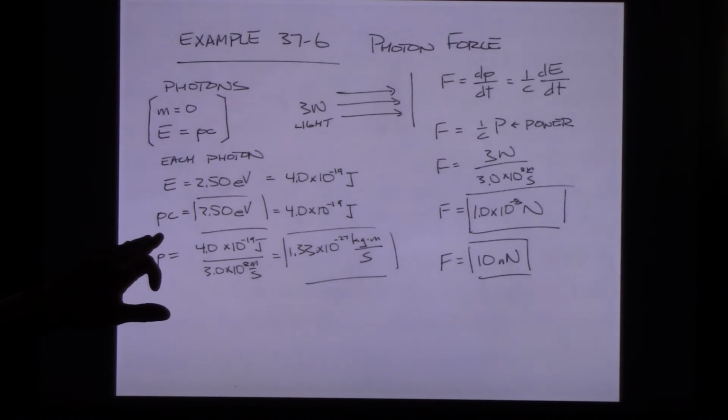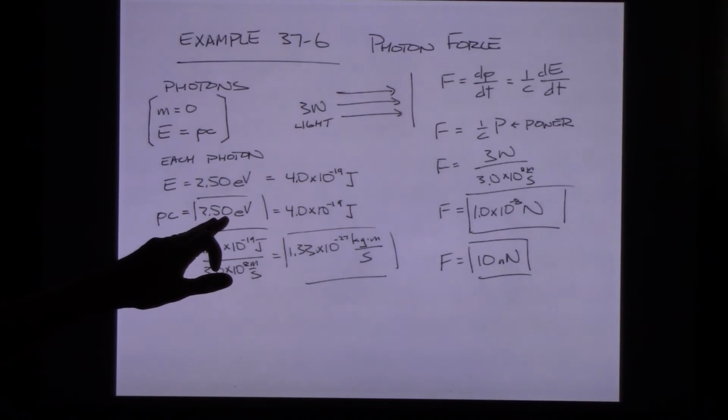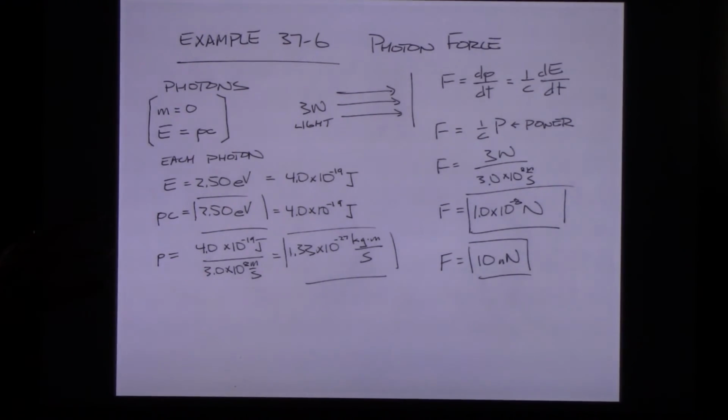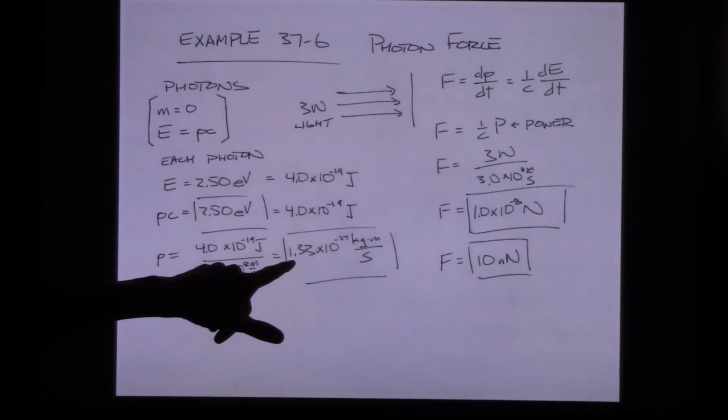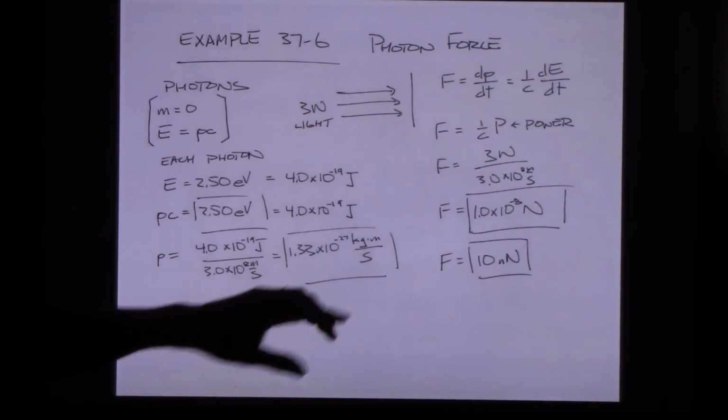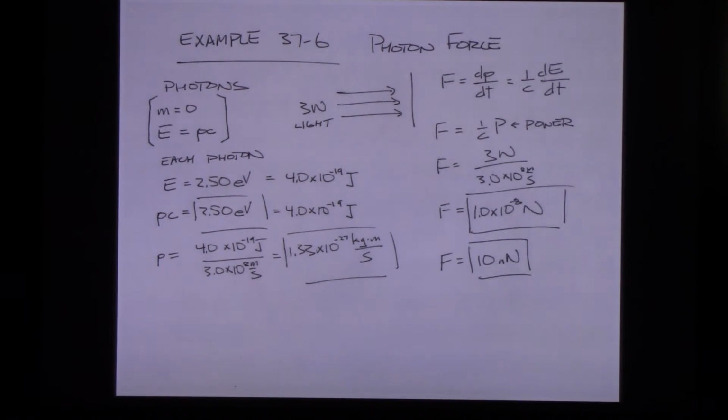Now, the momentum, if you remember, we wrote down those formulas from special relativity. The momentum, pc, is equal to the energy. So I can just say that pc is that 4 times 10 to the minus 19 joules. Now, I went back and dropped the factor of c, and my momentum of the individual photon worked out to be 1.33 times 10 to the minus 27 kilogram meters per second. So 10 to the minus 27, that's not very impressive, but hey, it's just one photon, right? It's not going to have a lot of momentum to it.